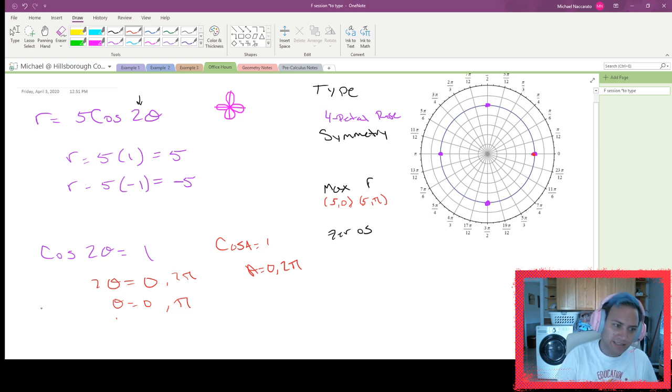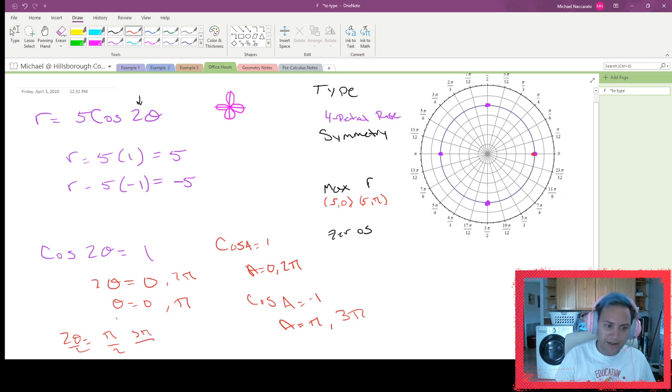Boom, that makes sense. Okay, what if we did the cosine of 2 theta equals -1? Well, we have to ask ourselves, when does cosine of A equal -1? And that's going to happen whenever A is equal to pi, or if we pick a second one, 3 pi. So again, coming over here, 2 theta equals pi, divide by 2, and I get theta equals pi over 2. You also could do 3 pi and divide that by 2, and you get 3 pi over 2.